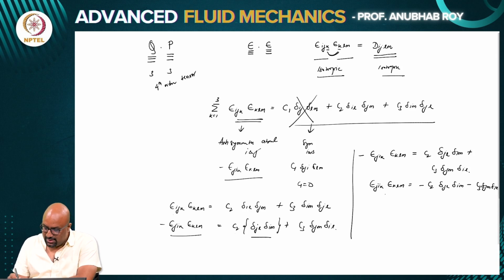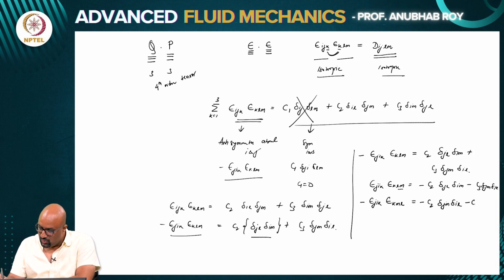Now, I can play with the indices once more. What I can try doing is, I can do the same exercise that I have here also for lm. So, if I do this for lm, I have epsilon jik and then I have kml. This is going to pick up a negative sign, and here I have minus C2 delta jm delta il, and this one is delta l, so I am switching between l and m, so delta jl delta im.